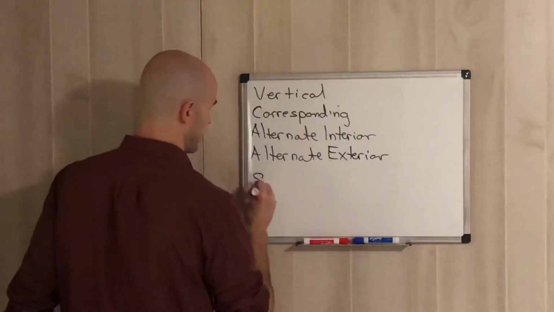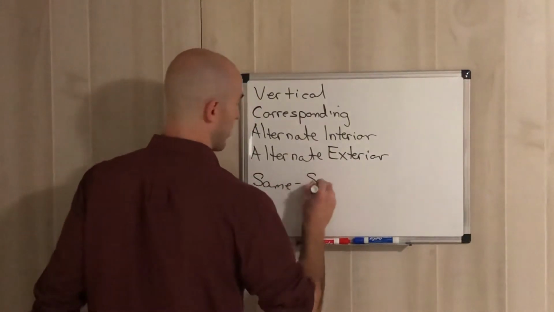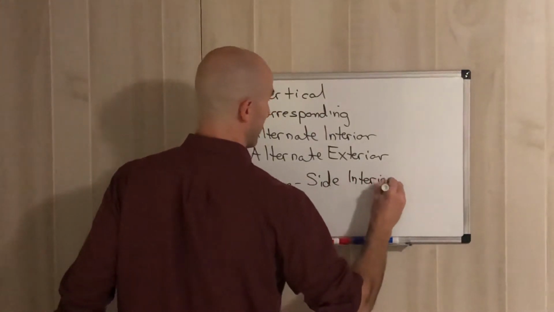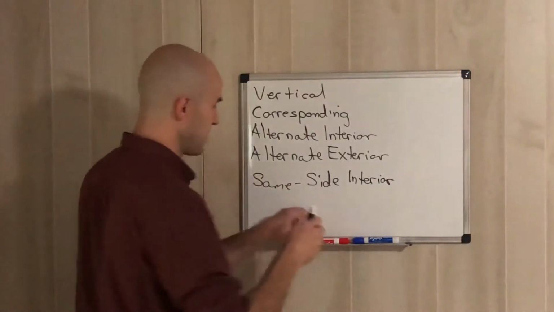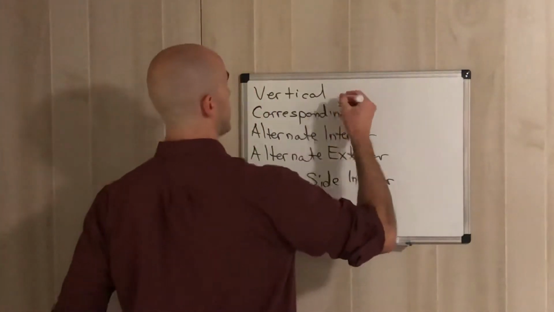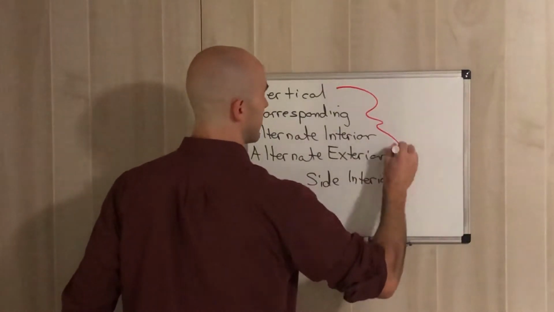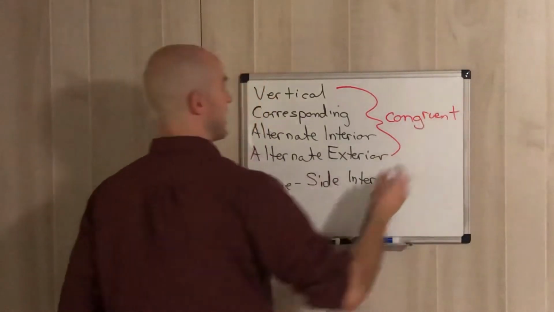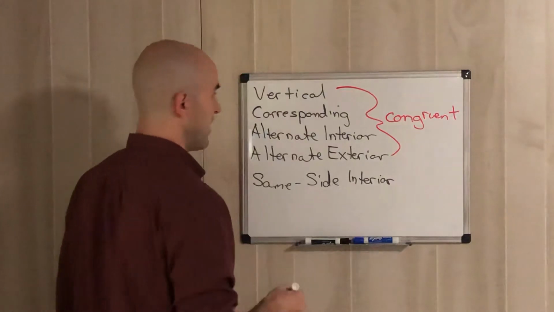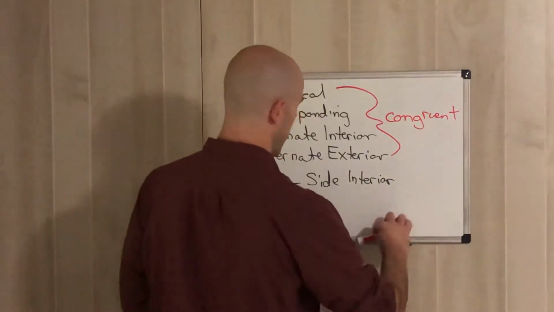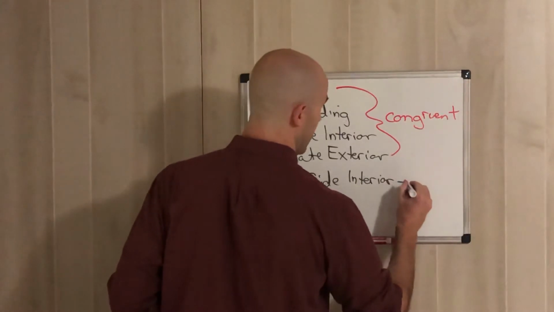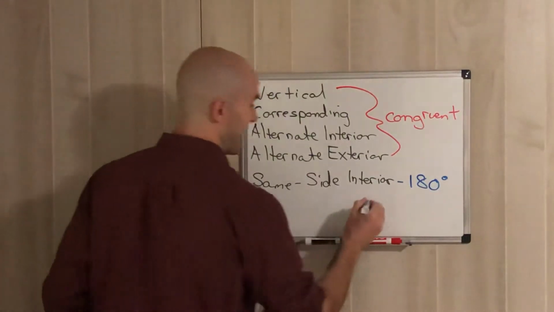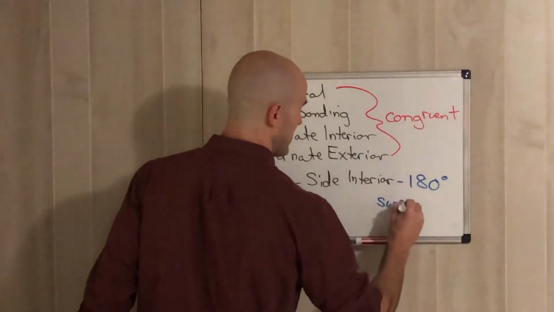And again, the same side interior angles, which you guys have worked with and realized over and over again, is the only one that's different from all the other ones. All the other ones, whether it's vertical, corresponding, alternate interior or alternate exterior, are congruent, which means if one is 100 degrees, the other one's going to be 100 degrees. The only one that's different is same side interior, because it's the only one that adds up to 180 degrees. Two angles add up to 180, which we always refer to as supplementary.